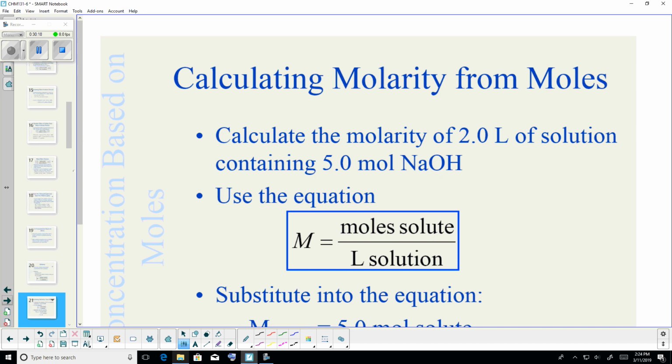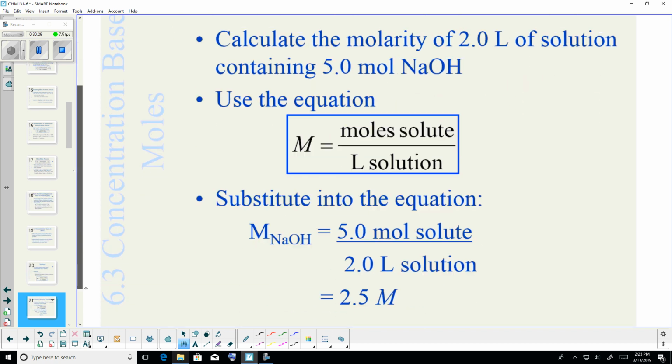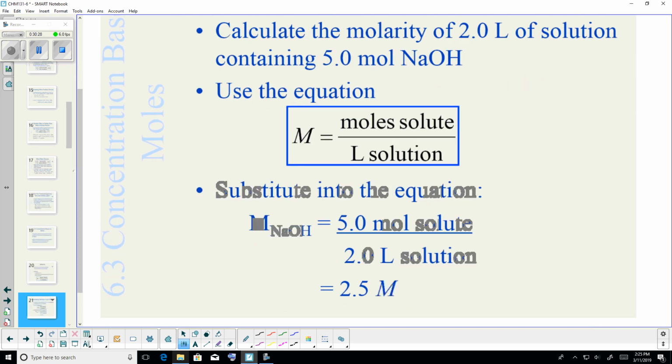So calculate the molarity of 2 liters of solution containing 5 moles of sodium hydroxide. So the molarity would be 5 moles divided by 2 liters, 2.5, they call molar, M-O-L-A-R, 2.5 molar.